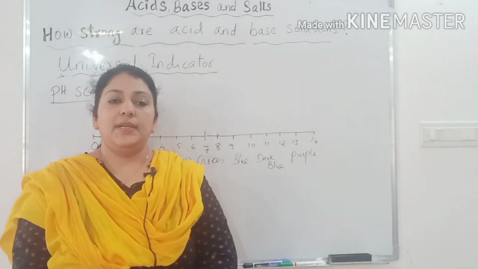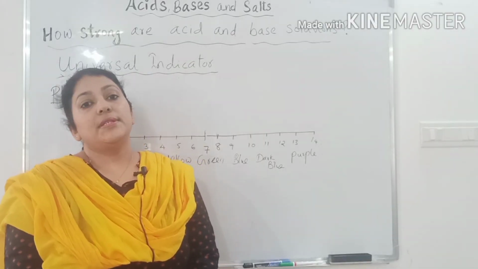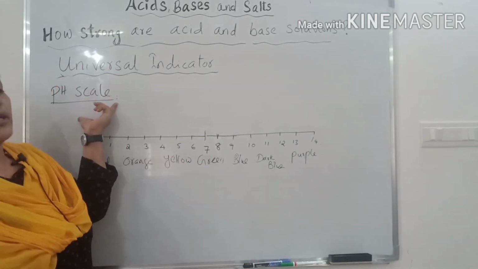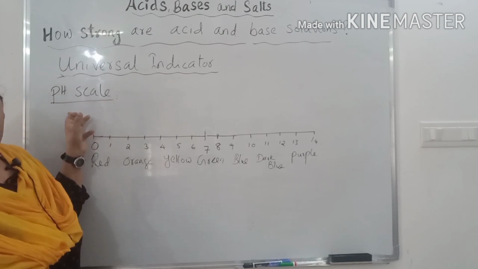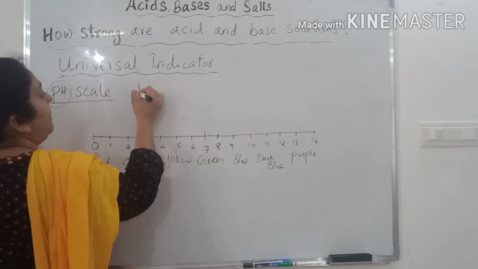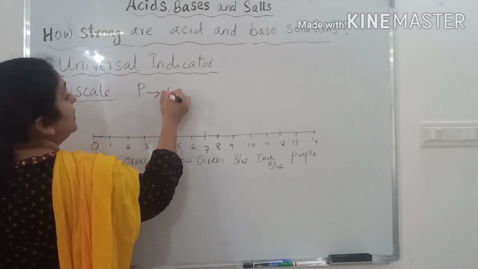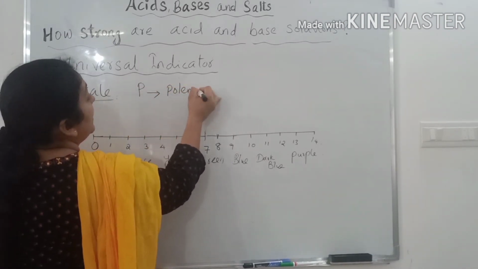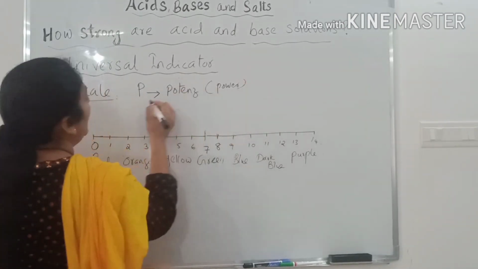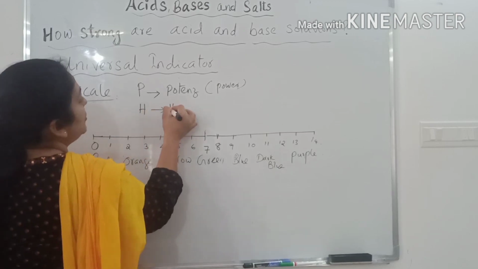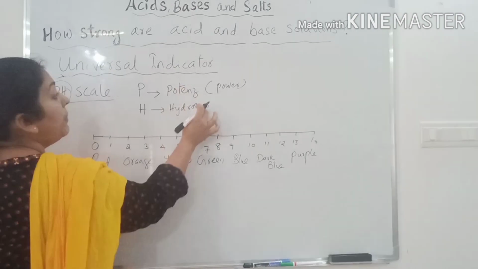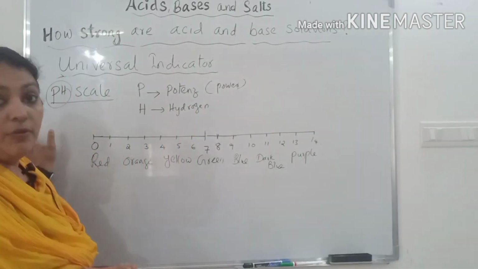Let's see how a universal indicator works. A universal indicator uses a pH scale. Let's see what pH is. P is a German word, potenz, which means power, and H is hydrogen. So what is pH? Power of hydrogen.